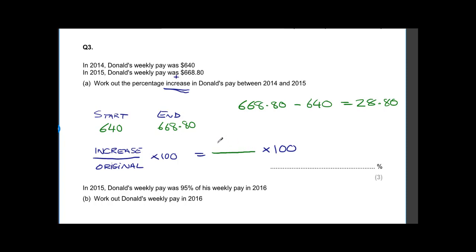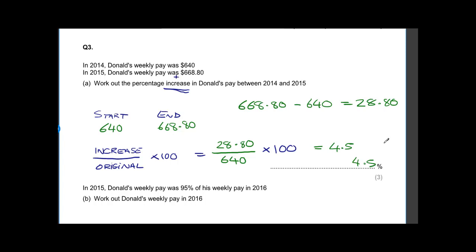So just put it in over 640. Well, this looks like it's going to be 4 or something similar to 4. 640 times 4 is going to be 72. It's going to be 4 point something. Let's check it out. So 28.8 divided by 640. 4.5%. That's it. Very straightforward.